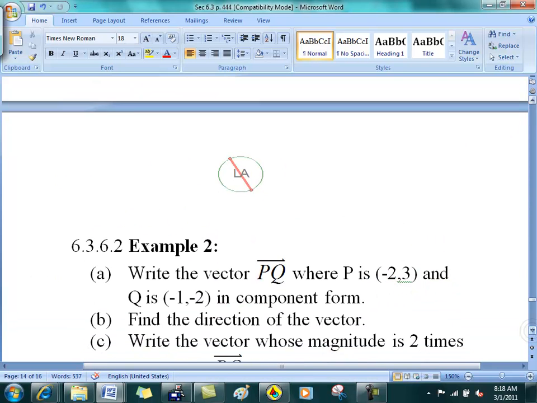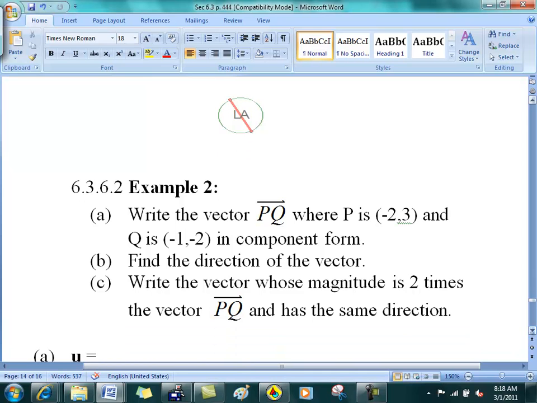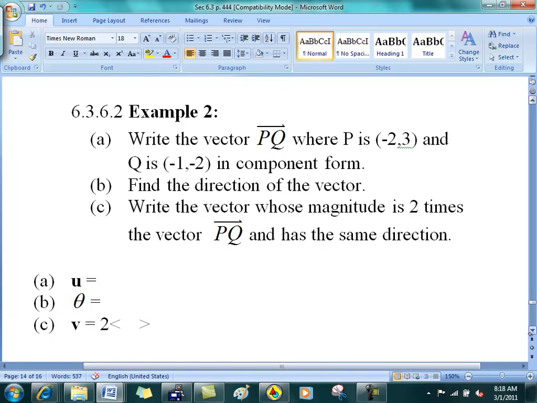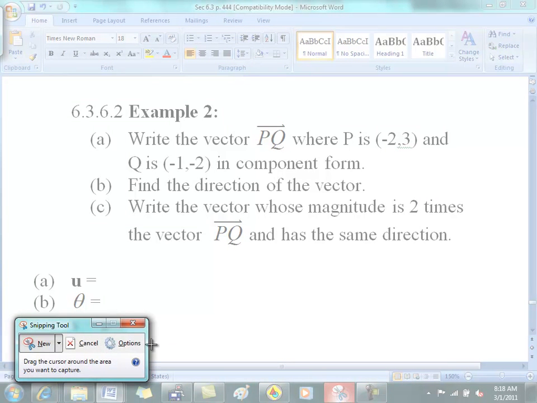Example 2. It's a pretty long example. It's actually teaching you to go from various different forms. I'm going to pause this. You guys copy this down, okay?